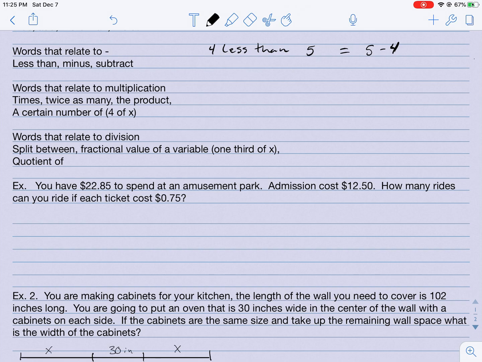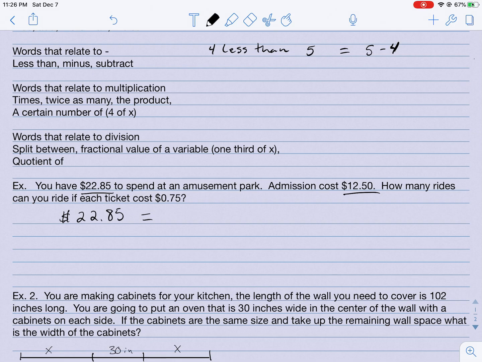So the first one: you have $22.85 to spend at an amusement park. The total amount we have to spend is $22.85, so that is our total. How we're going to use that up is going to be equal to what comes next in the word problem. You have $22.85 to spend at the amusement park, and the admission costs $12.50.